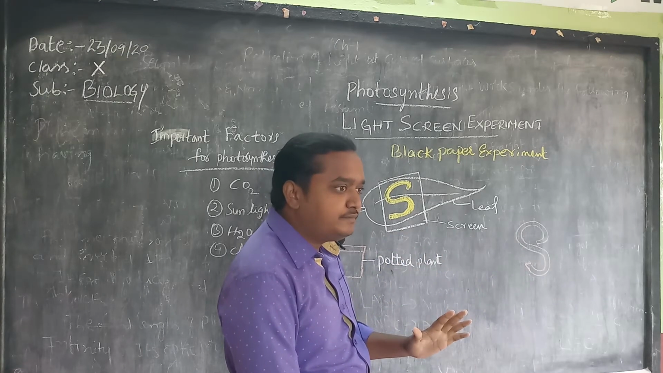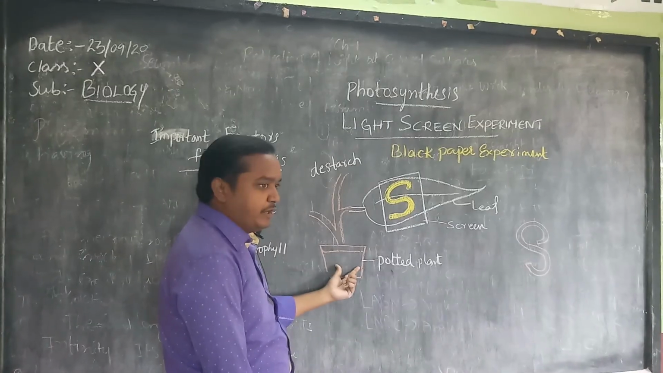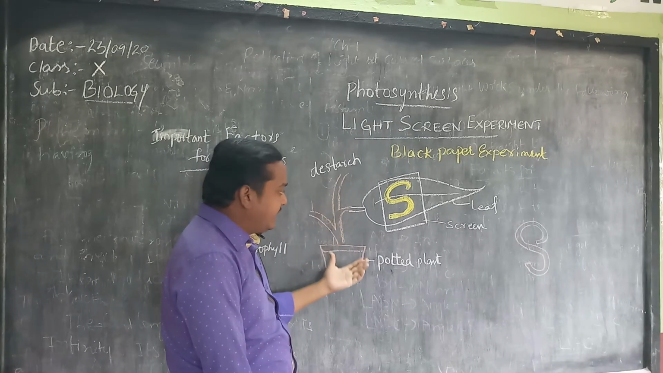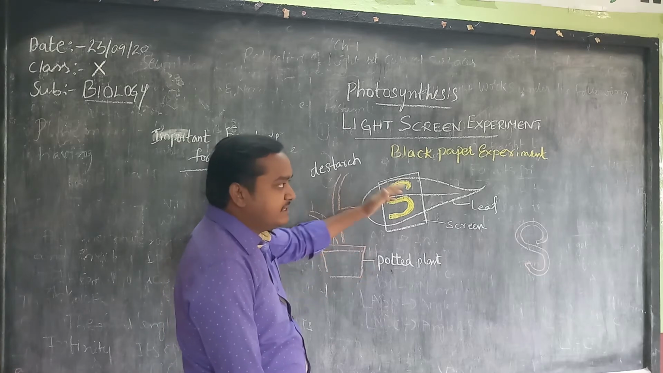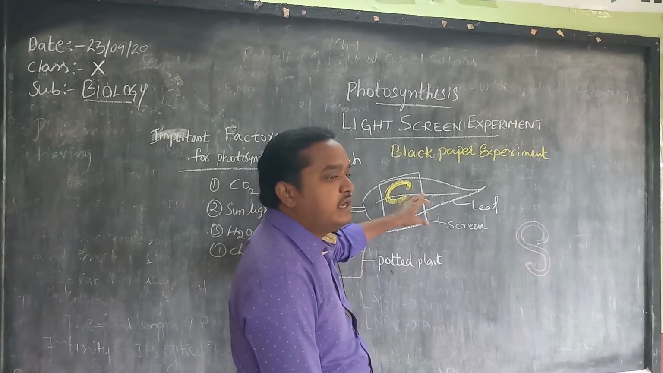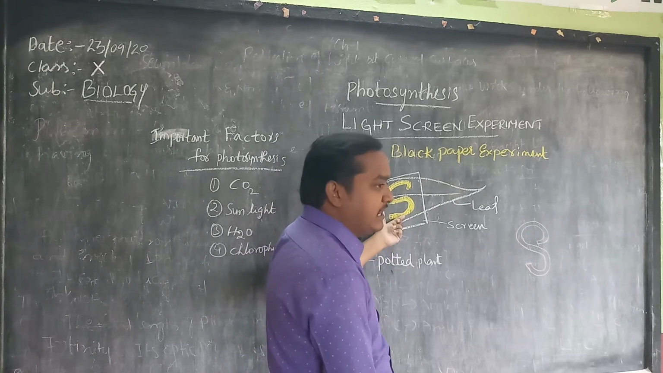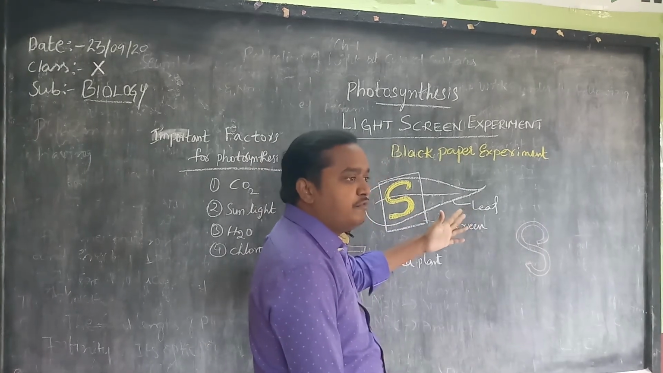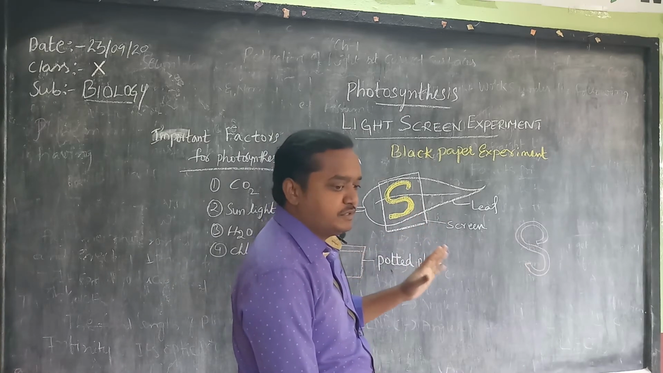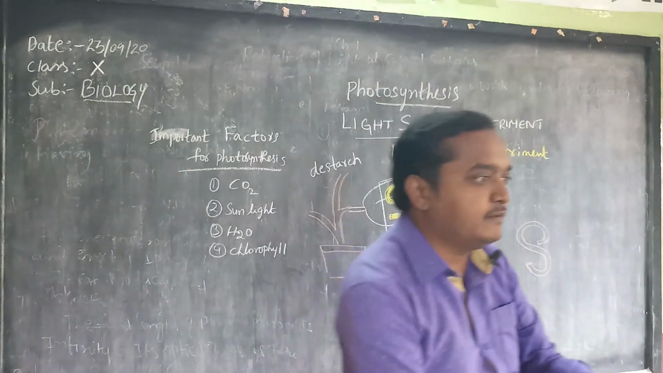Is it clear? Procedure: take the potted plant, keep it in the dark for 24 hours, one day. Take the same potted plant again and keep it in sunlight. On one of the leaves, arrange the screen paper, which is cut into an H shape, and fix it on the leaf. Leave it for a few hours to complete the photosynthesis process. If you ask me how you should do it, this is the way.